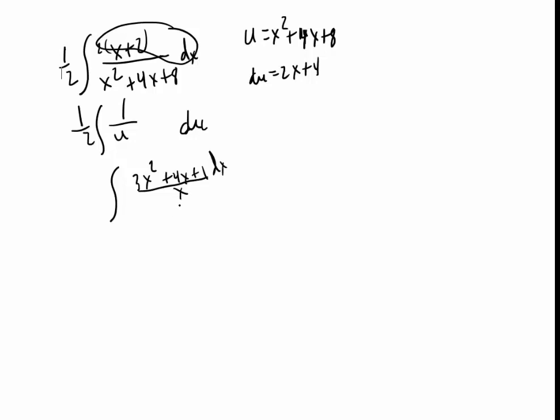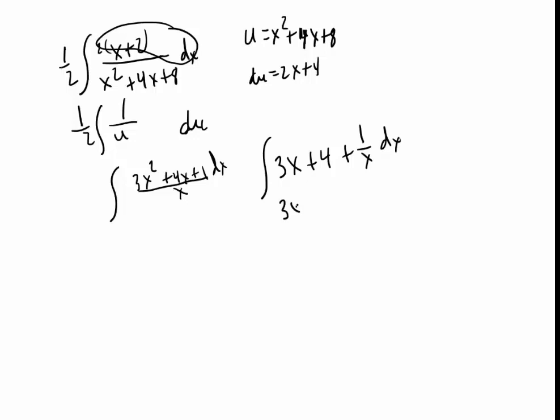U substitution doesn't work, but remember, when there's one term on the bottom, you take each term on top and divide it by what's on bottom. So 3x squared divided by x would be 3x. 4x divided by x would be 4. This one we leave as 1 over x dx. And then we'd integrate them separately.